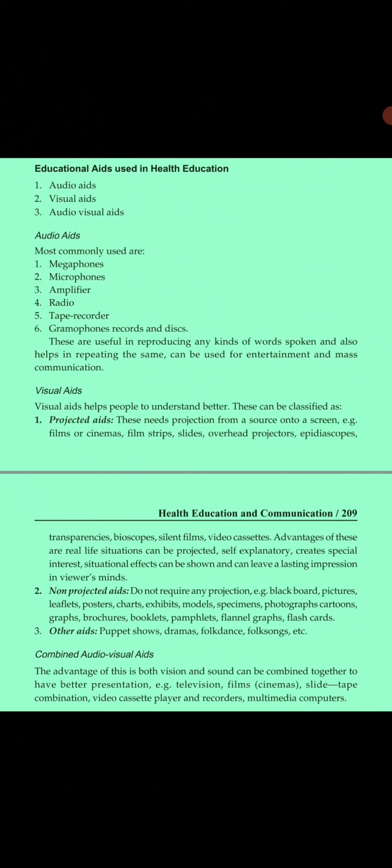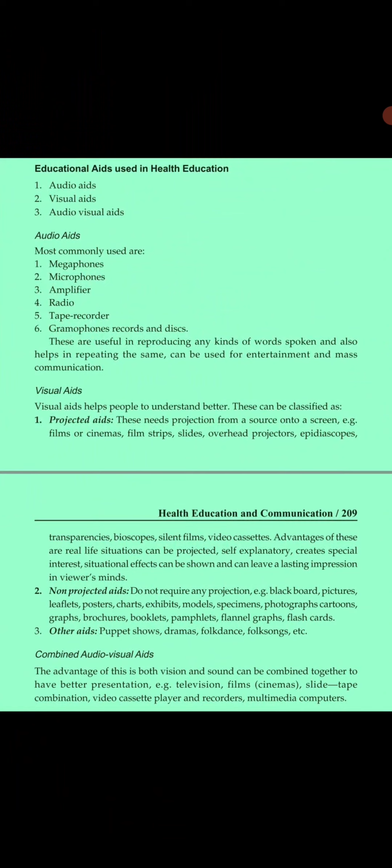Visual aids help people to understand better. They can be classified into 3 types: projected aids, non-projected aids, and other aids. Projected aids are those which need projection, like during multimedia classes we have a projector to place light on slides and walls to play the slides. The aids in visual which require projector light are projected aids, and those which do not require light are non-projected aids. And next are the other aids.